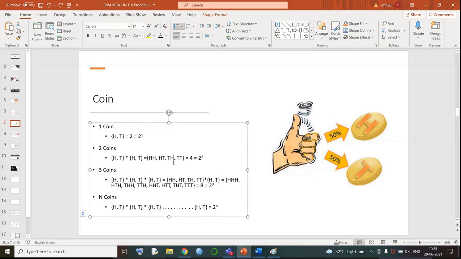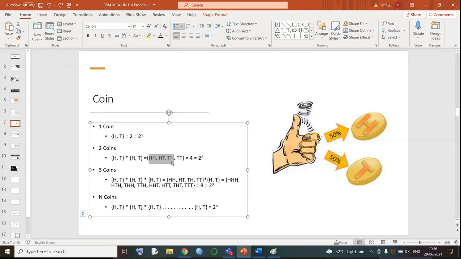Only 1. See, there are actually 4 outcomes, out of which how many outcomes are favoring me? Only 1 outcome is favoring me, because I am expecting both should be head. Or the next case is, I am saying that, okay, no problem, at least 1 should be head in the outcome. So now, out of these 4 outcomes, how many outcomes are favoring me? 3 outcomes, because the first one is having head, the second one is having head, and the third one is also having head. So that is called the favorable number of cases.